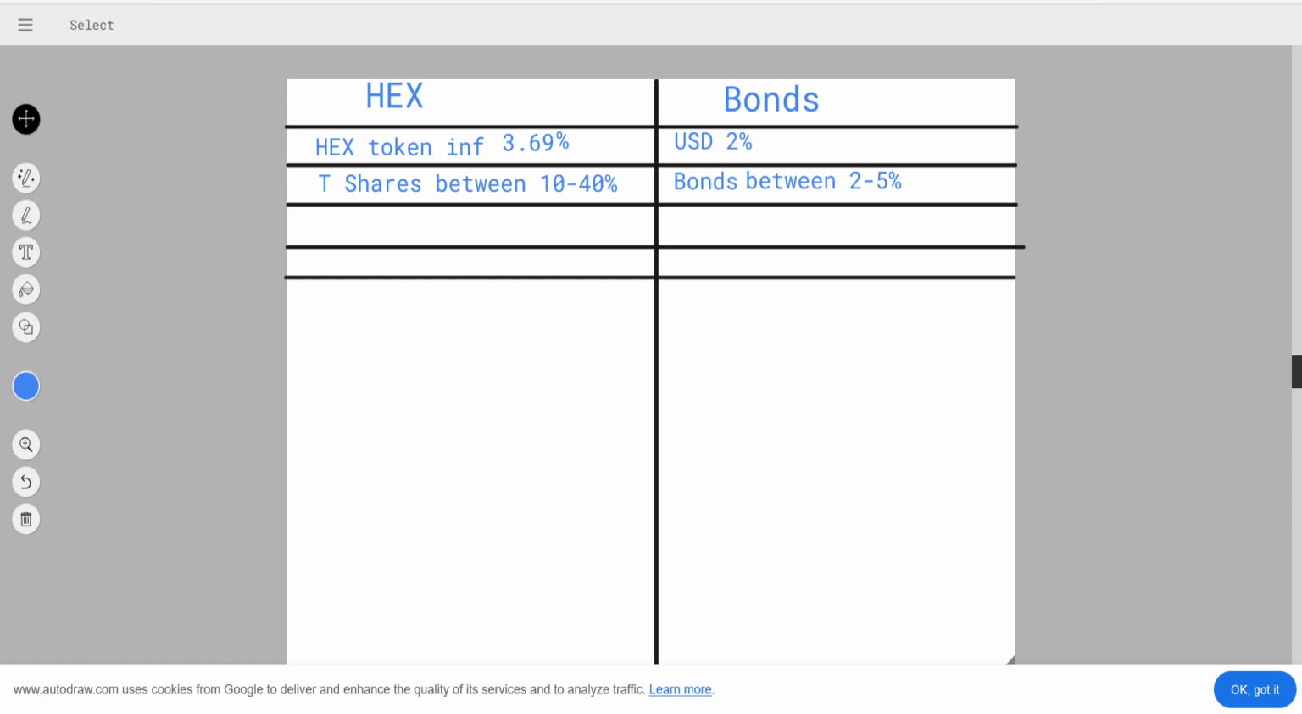Hi guys, today I'd like to make a video and touch on HEX protocol and bond markets, and how, in my opinion, the smart contract is closer to the bond market than the certificate of deposit. So, what is a bond market?